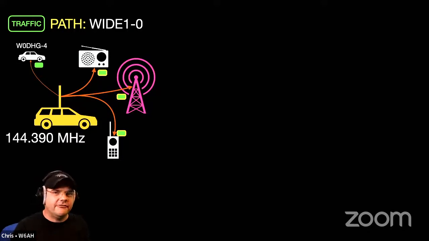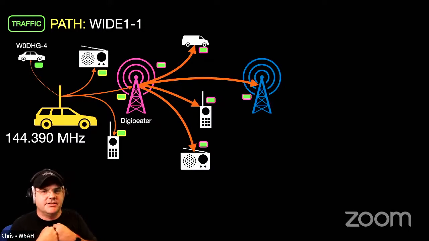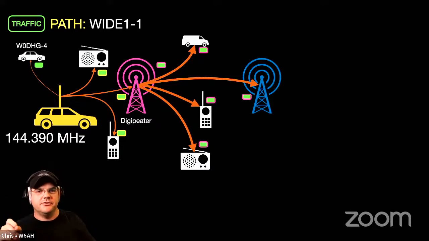Now, if one of the stations happens to be a digipeater, and you change your path to be WIDE 1-1, then that digipeater will receive that message. It will then change the wrapper. It'll change the path on that from 1-1 to 1-0, and it'll send that packet out. That 1-0 will hit the end of the line. It'll hit any stations that receive it, and they will get the message to be able to see that traffic.